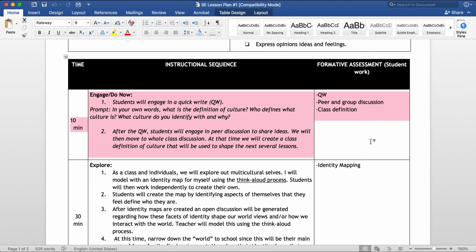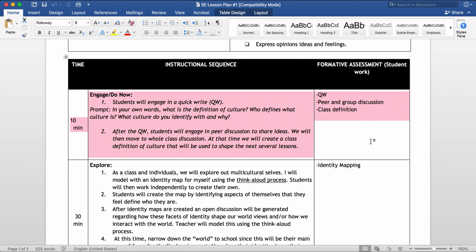Their prompt for this one is, in your own words, what is the definition of culture? Who defines what culture is, and what culture do you identify with and why? This is really just to get those ideas generated and get something down before we start sharing. That way every student has the ability to share. After the quick write, students will engage in a quick peer discussion to share ideas. Remind them that they can share as much or as little as they want. They don't have to give any personal details, but they can give general statements.